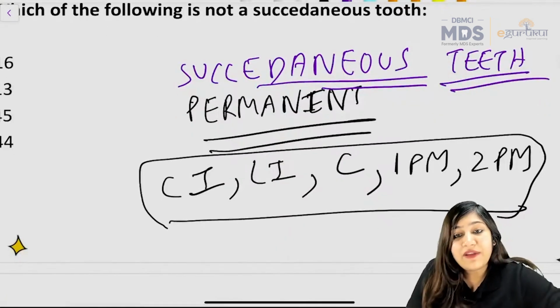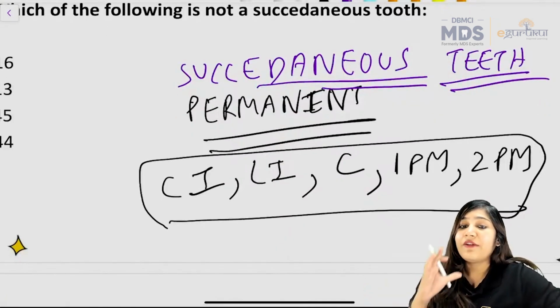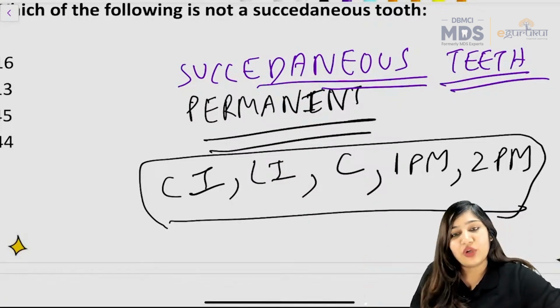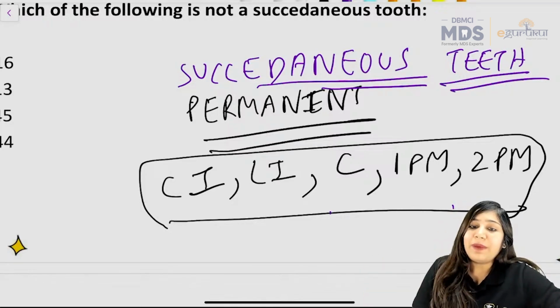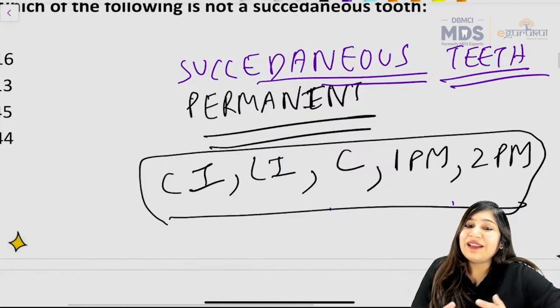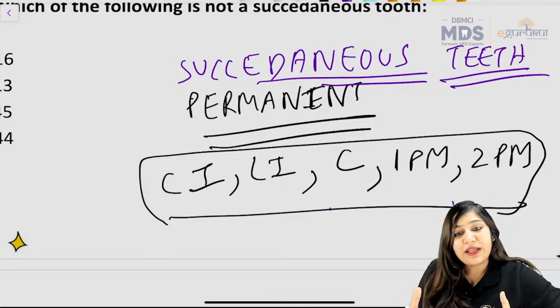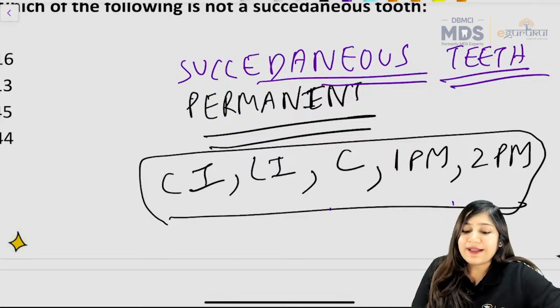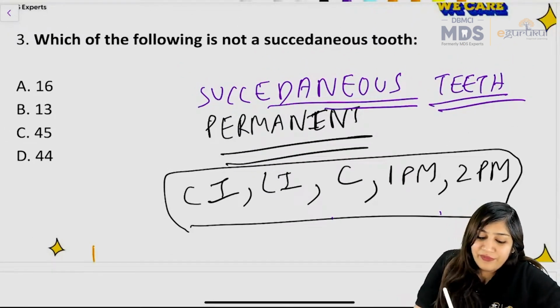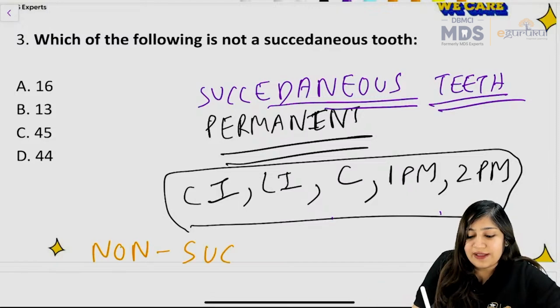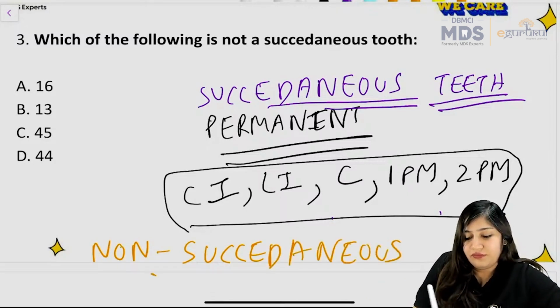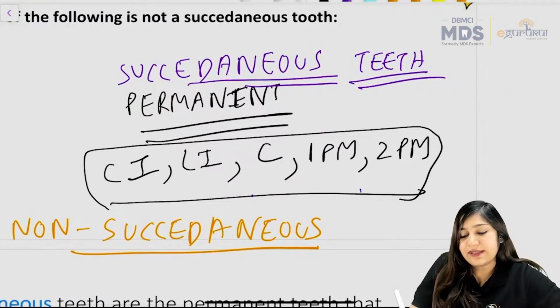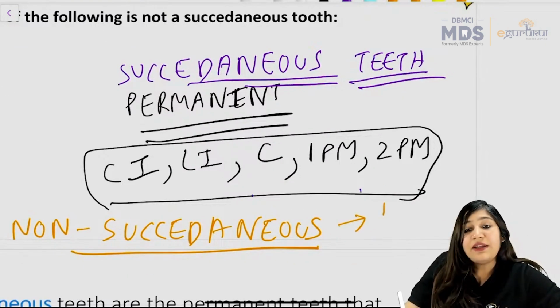Now we have remaining our molars, all the three molars: permanent first molar, permanent second molar and permanent third molar. They don't have any remaining deciduous teeth to replace, as all the deciduous teeth have already been replaced by the permanent teeth. So the teeth which are not having any primary teeth to replace are our non-succedaneous teeth, right? Non-succedaneous teeth. So non-succedaneous teeth will be our permanent molars.